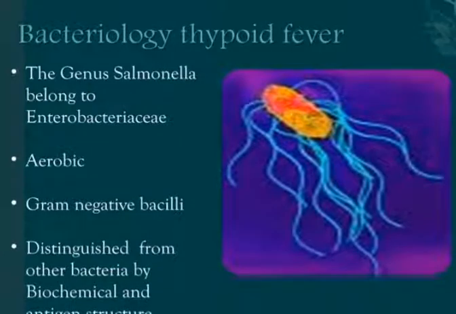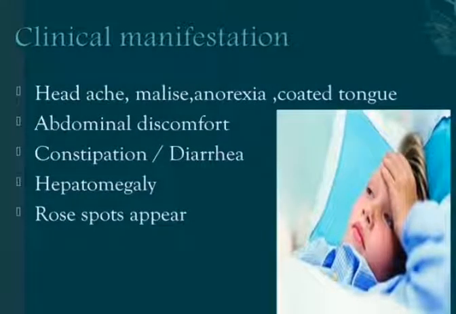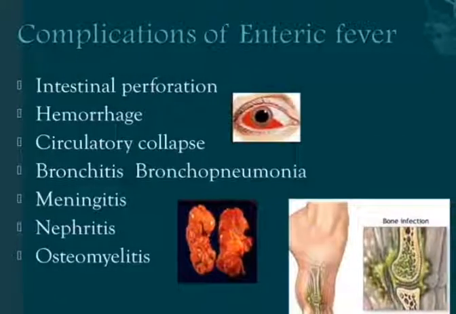Bacteriology of typhoid fever: the genus Salmonella belongs to the Enterobacteriaceae. They are aerobic in nature and gram-negative bacilli. They are distinguished from other bacteria by biochemical and antigenic structure. Their clinical manifestations are headache, malaise, anorexia, coated tongue, abdominal discomfort, constipation or diarrhea, hepatomegaly, and rose spots appear.